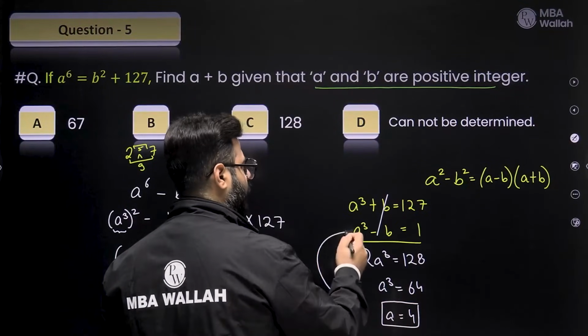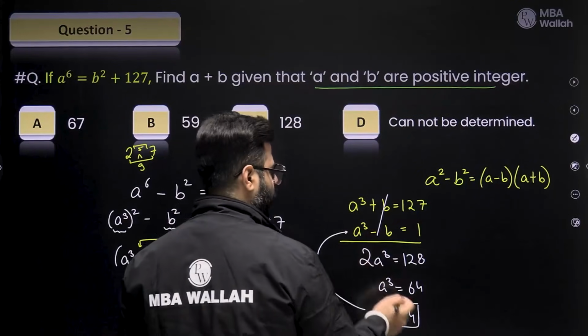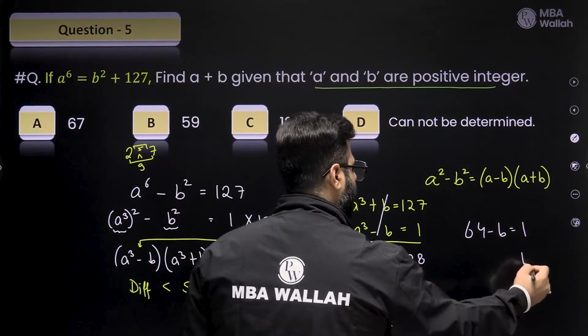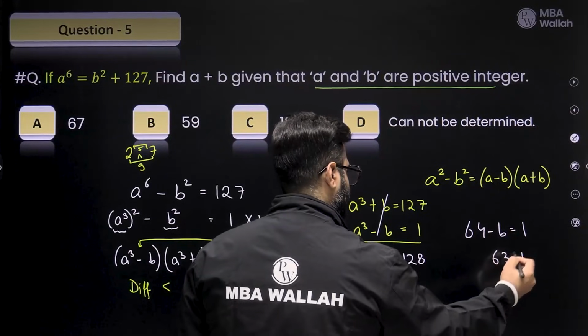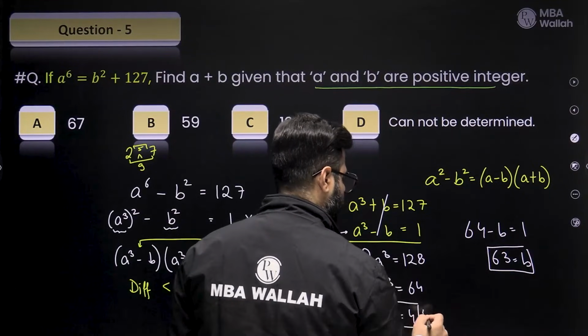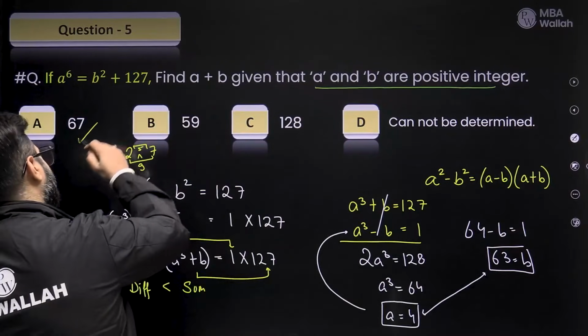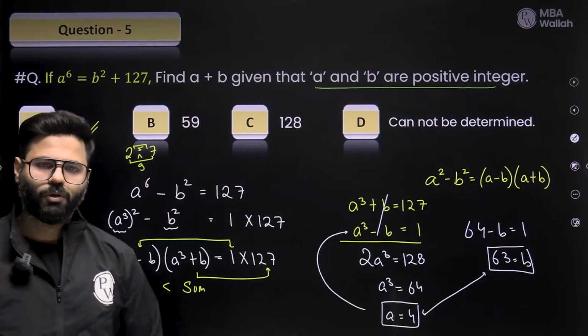Put a back into any equation. Let us see here. 4 cube is again 64 minus b is 1. b becomes 64 minus 1, that's 63. So what's a plus b, guys? 63 plus 4, and that's 67. So 67 is the answer.